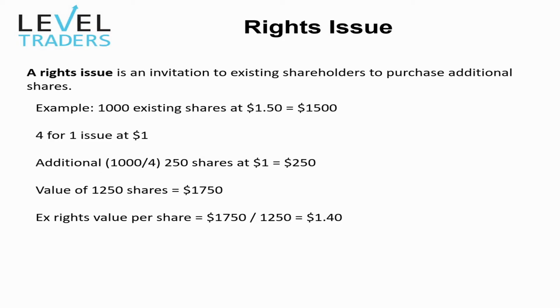So now we can work out the ex-rights value per share because our portfolio is worth $1,750 and we have 1,250 shares. That gives us an ex-rights price of $1.40. This means the theoretical ex-rights price per share is 10 cents lower than the current market value per share. So in theory, after the rights issue is done, the share price should fall by 10 cents per share.